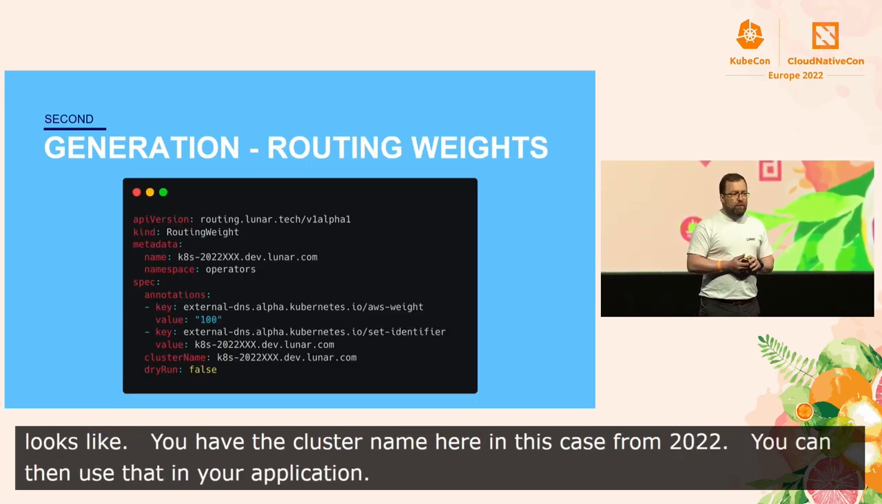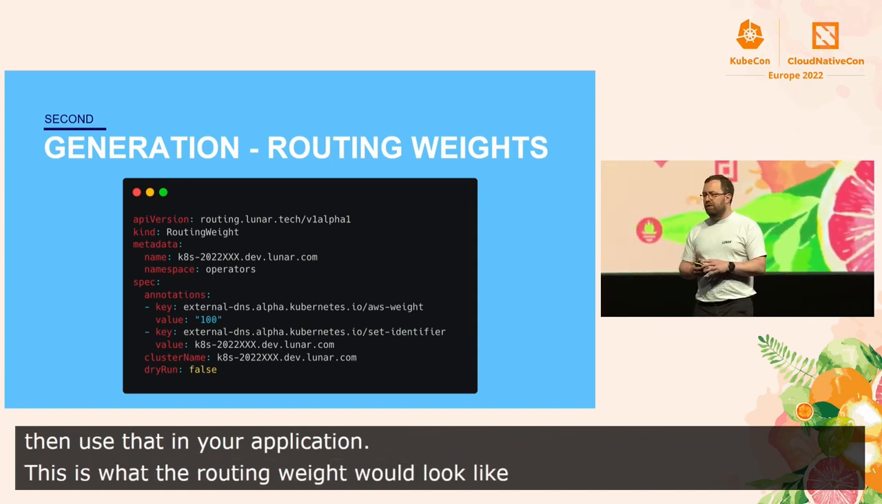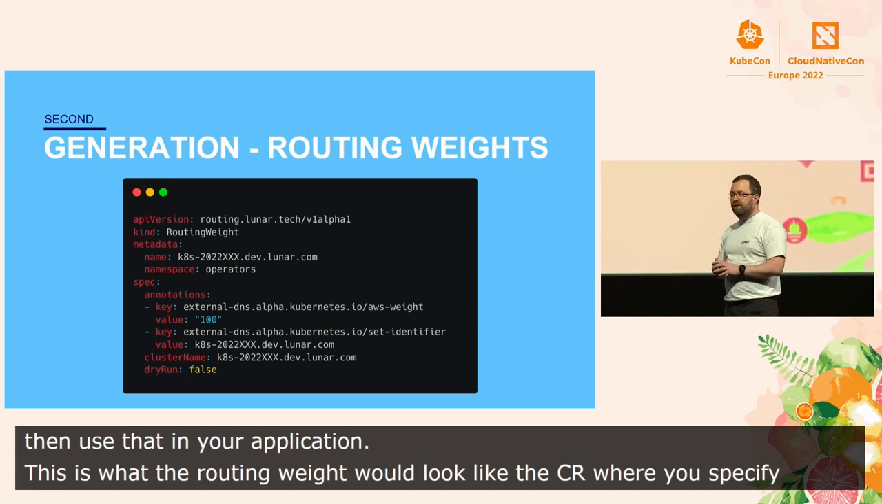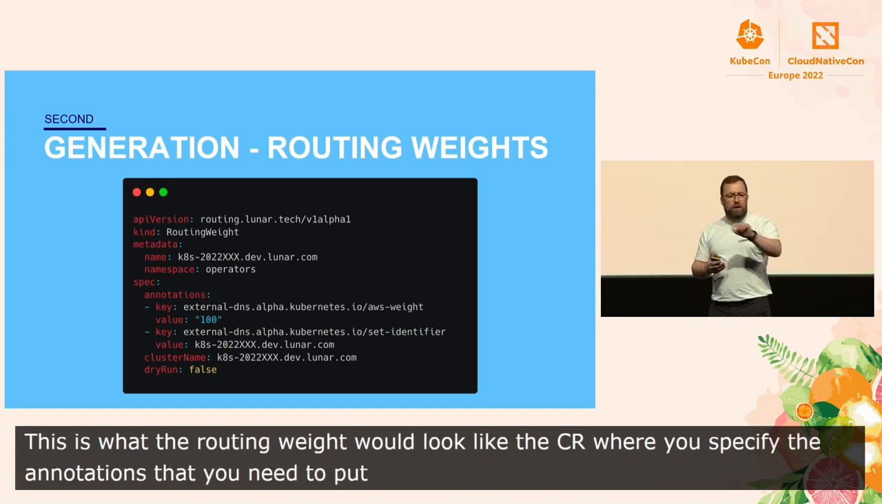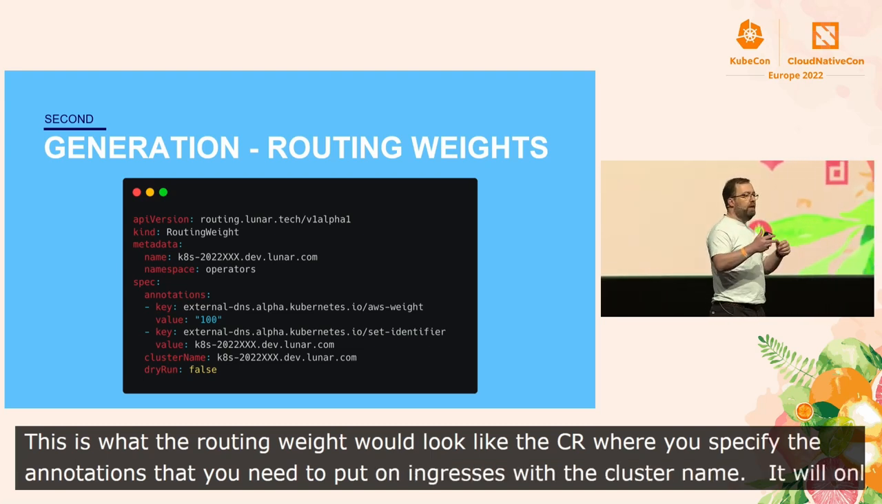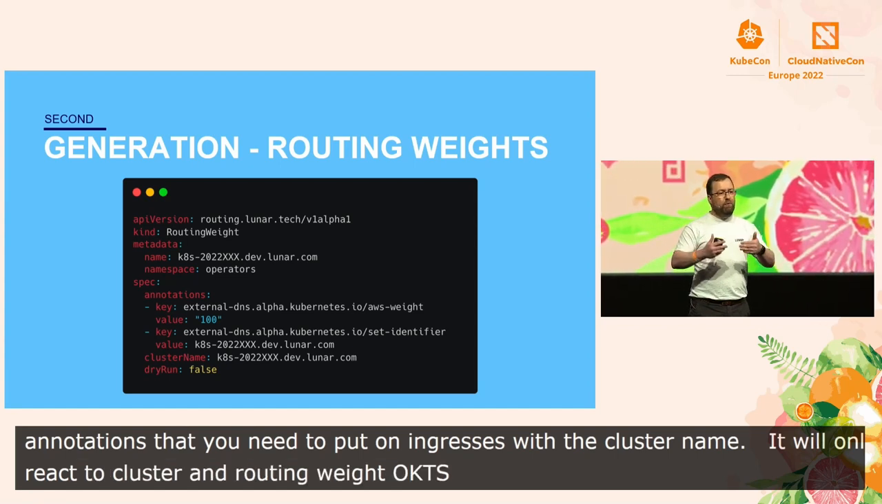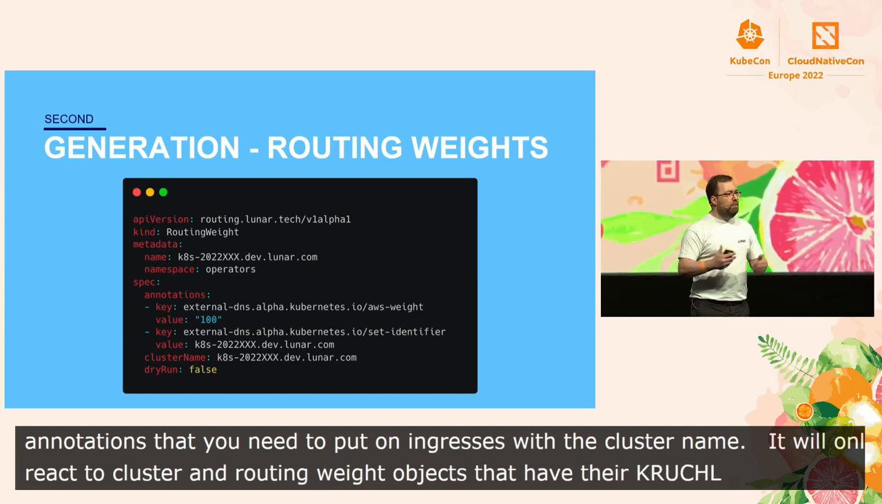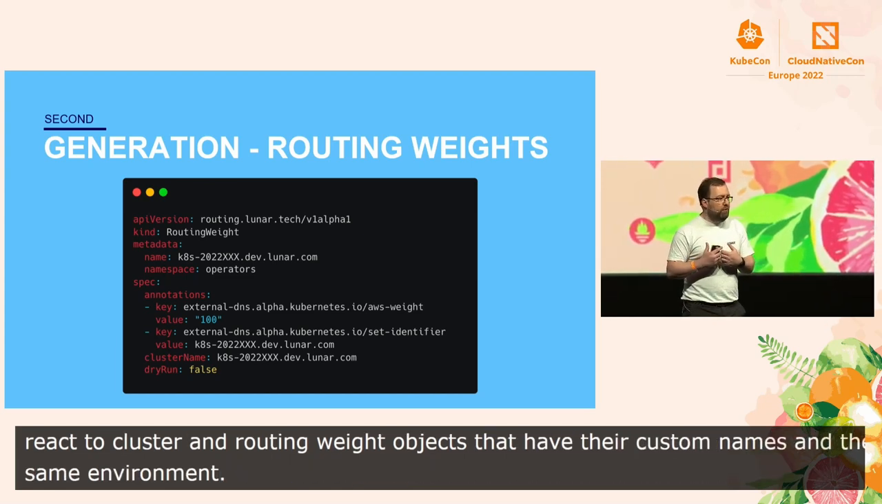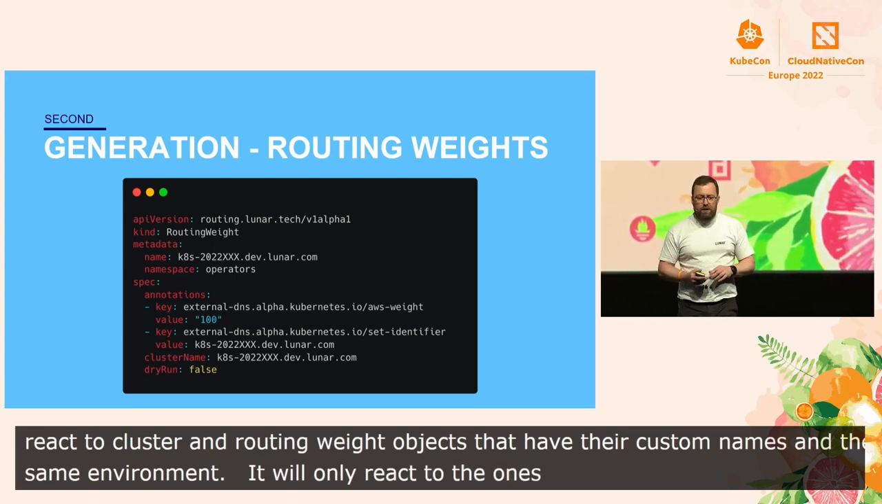This is what the routing weight CR would look like, where you specify the annotations that you need to put on ingresses with the right cluster name. You also have the cluster name, because it'll only react to routing weight objects that have its own cluster name. This way, we can have multiple routing weight objects in the same Git repository, in the same environment, but it'll only react to the ones belonging to this cluster. So that's the way we thought about branching.